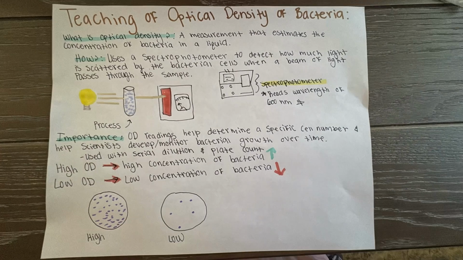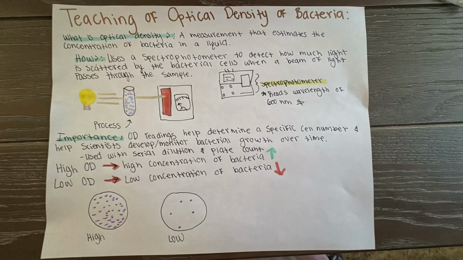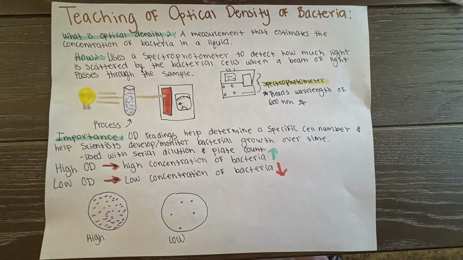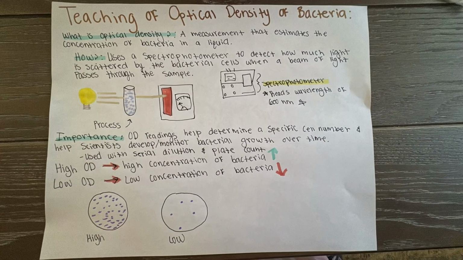The importance of optical density is it helps determine a specific cell number and helps scientists develop/monitor bacterial growth over time. Optical density readings also are used with serial dilution and plate count. A high optical density means high concentration of bacteria, and a low optical density means low concentration of bacteria.